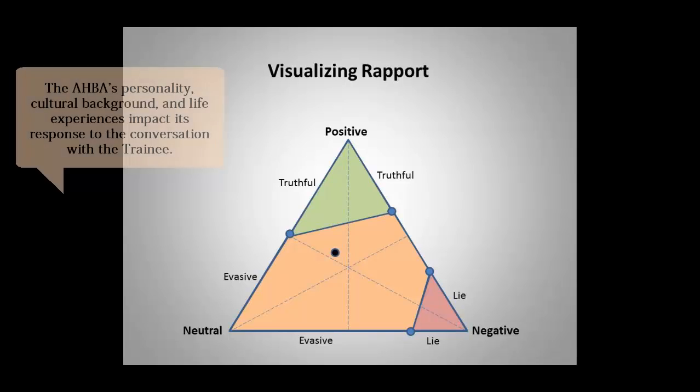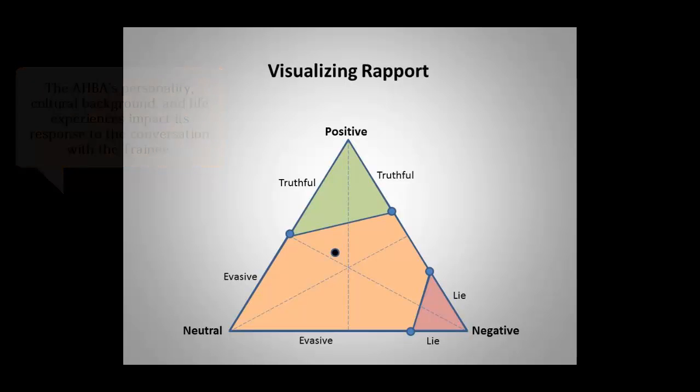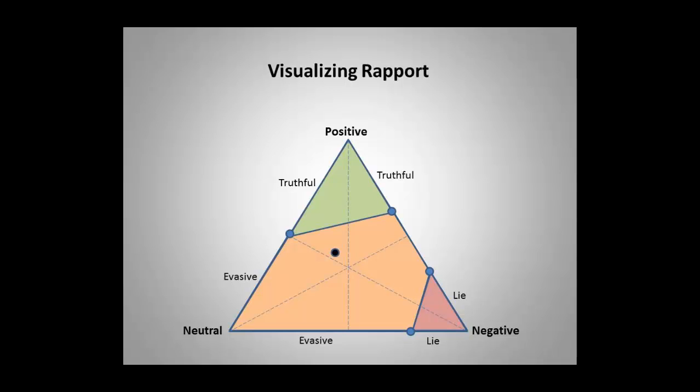We can visualize how the rapport between the Adaptive Human Behavior Avatar, or ABA, and the trainee is progressing using the triangle seen here. Each corner of the triangle represents extreme values of rapport, while any place within the triangle represents some combination of positive, neutral, and negative rapport. Therefore, we can represent the current level of rapport as a dot within this triangle.